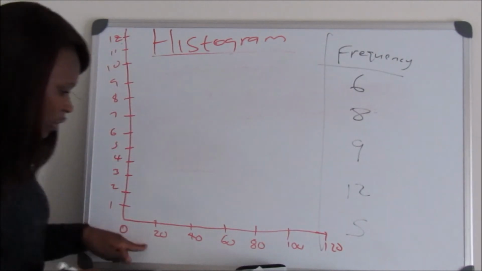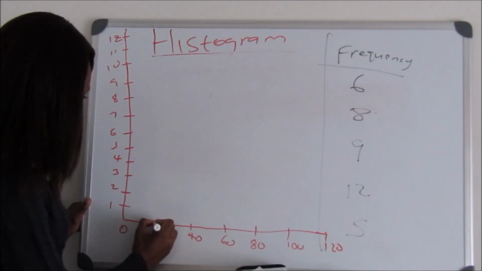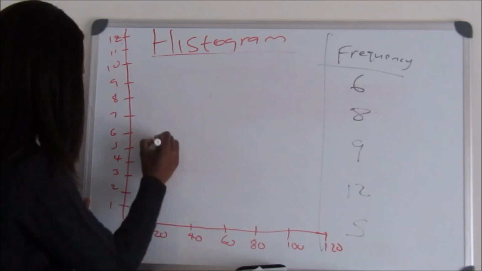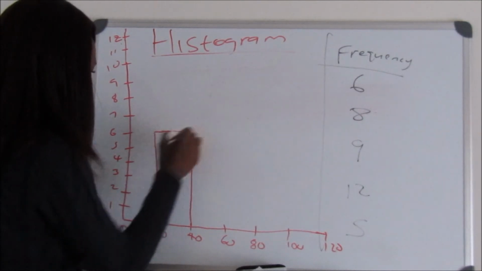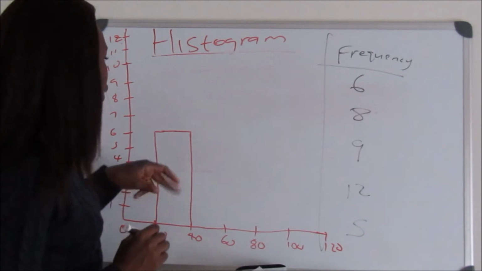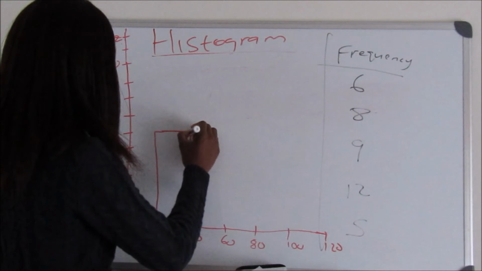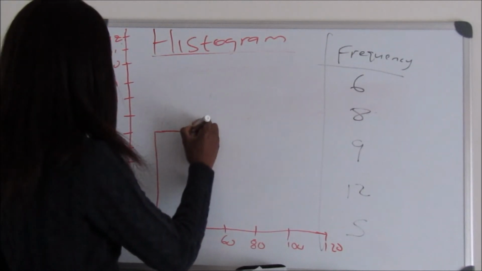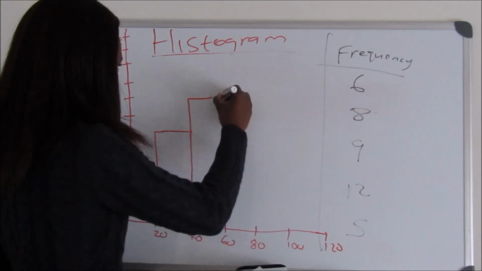Alright, so the first one, remember the 6, it was between 20 and 40. That means with the bar graph, this is between 20 and 40, and it's 6 there. So this is our first bar, and the next one was between 40 and 60, and it was 8. Remember that the bar graph should not have gaps in between. That means I will just extend this line up to 8, and then from 60 have this line up there.